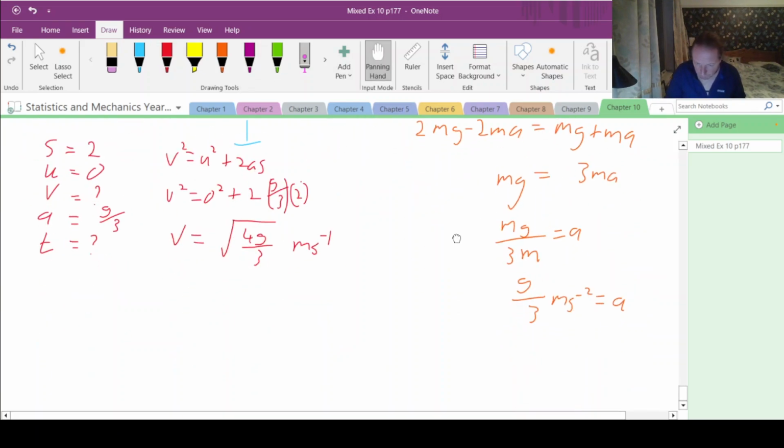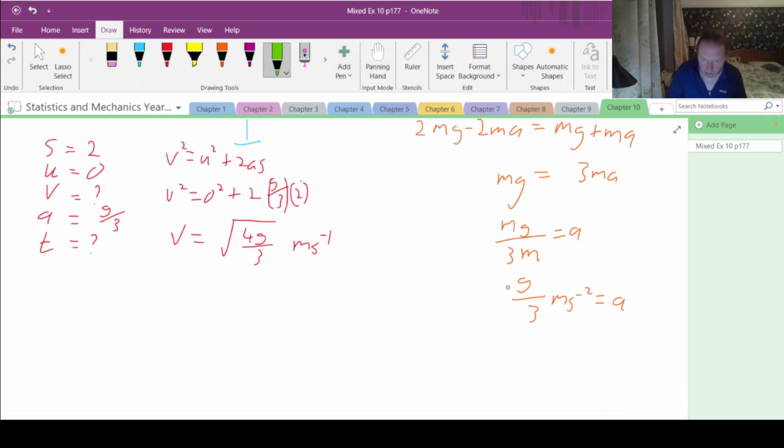3.266. So this one is 3.267 meters a second minus 2, and this one is the square root of 4 times 9.8 over 3, 14 root 15, something or another, 3.61. Okay, so 3.61 meters second minus 1.